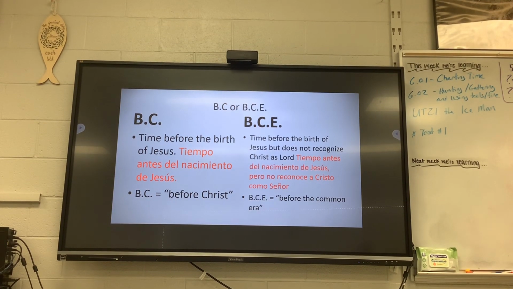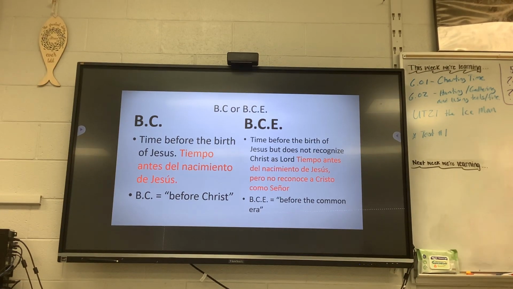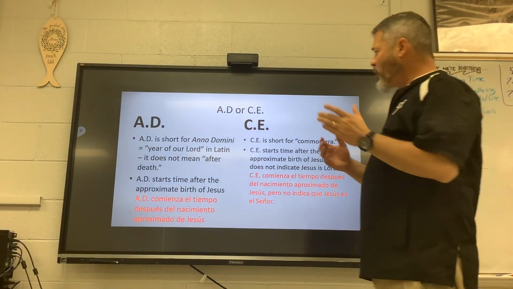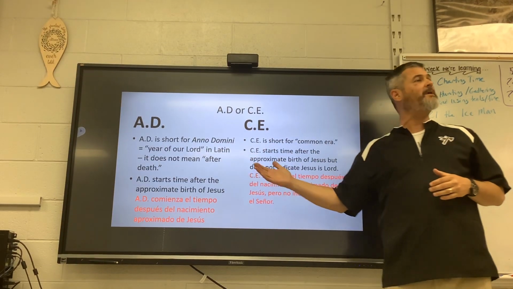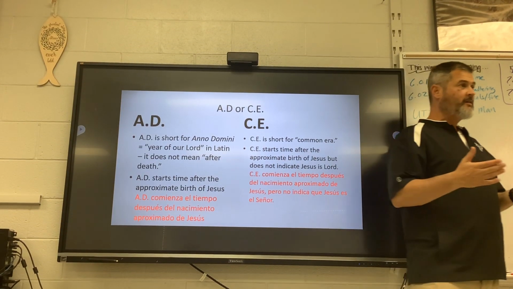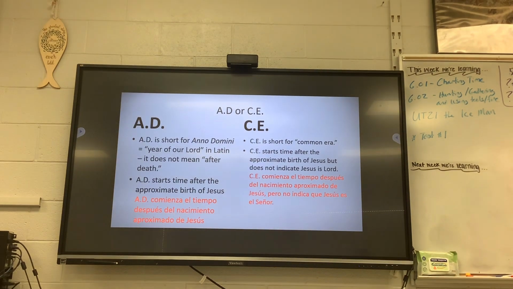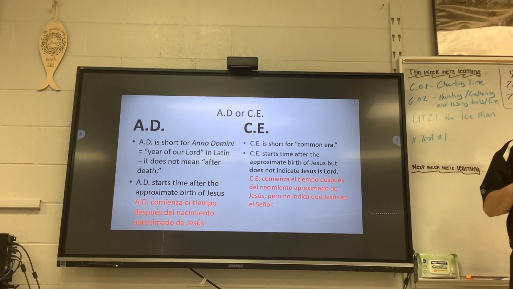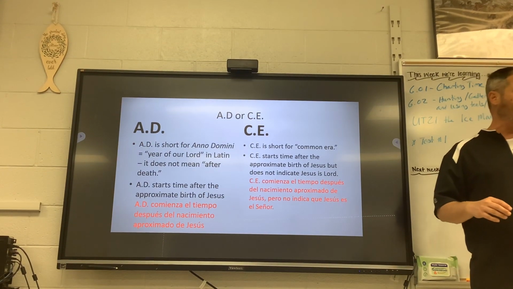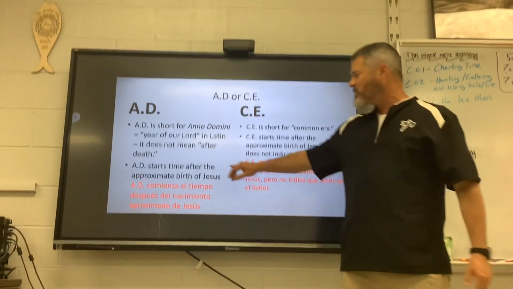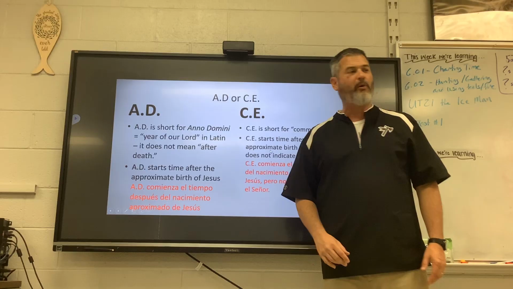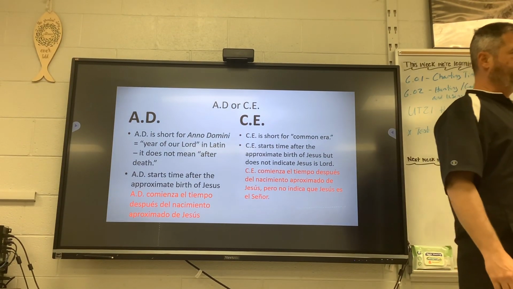Hand up if you're still writing. Next. AD. AD is short for Anno Domini, which means the year of our Lord in Latin. It does not mean after death. If you've heard that before and you're like, oh, it's after death, it's wrong. It's going to be on the test. If you put after death, it's going to be wrong again. It does not mean that. It means Anno Domini.